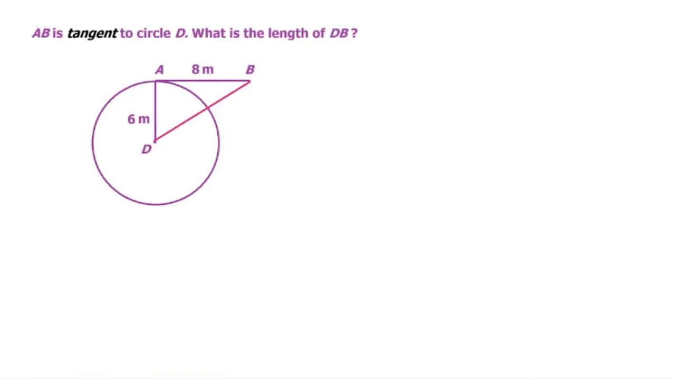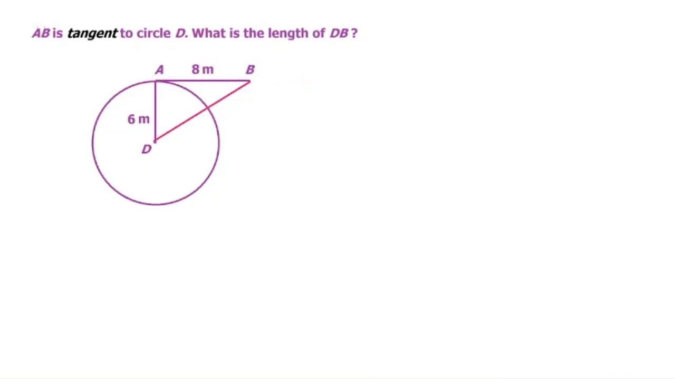In today's video, I'm going to teach you everything you need to know about tangent lines. So if we have a problem like this that says AB is tangent to circle D, what is the length of line DB? So here's our circle D, and we have a radius here of 6, and this is a tangent line, AB.